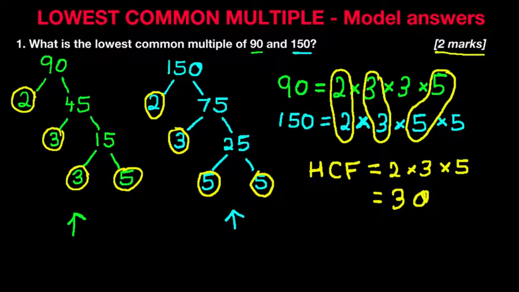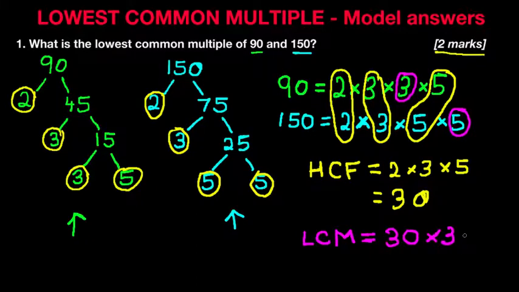Now to work out the lowest common multiple, what we're going to do is just change colors. The lowest common multiple equals 30, that's the highest common factor, multiply all the numbers we have not used. So let's go back up here. We have not used this 3, and we have not used the 5 over here. So let's multiply these out.